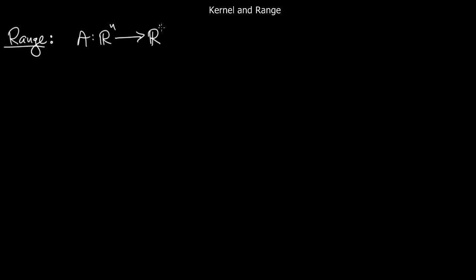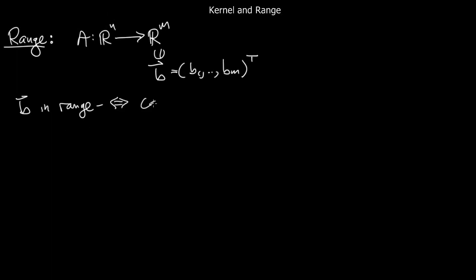Now let's talk about the range a little bit. So we have this map A from R^n to R^m, and suppose I have a vector b in R^m. So it's this b1 through bm, and I'm interested in whether b is in the range. Well, remember, that means exactly that I can solve the equation Ax equals b, where x is a vector in R^n.